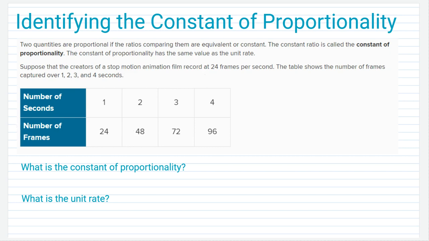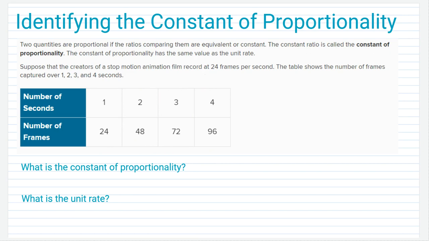So if I take a look at this again, 1 second was 24 frames. And then we have 48 frames in 2 seconds, 72 frames in 3 seconds, and then 96 in the 4 seconds. So if we were to simplify every single one of these ratios, you're going to find that each of these simplifies down to that same ratio of 24 frames per second, 24:1. So that right there is actually our constant of proportionality.